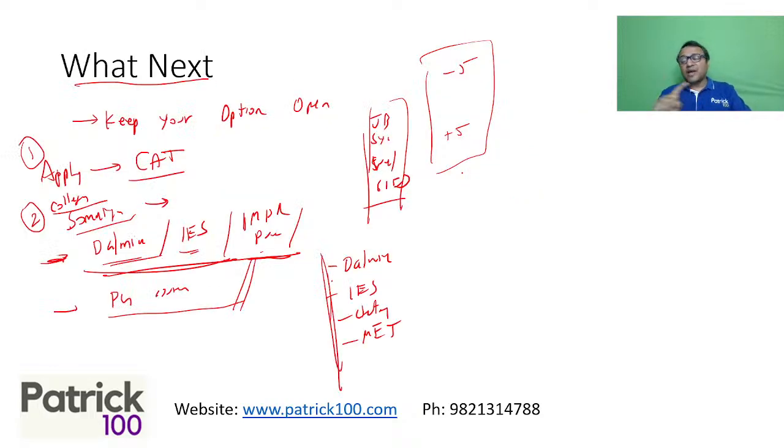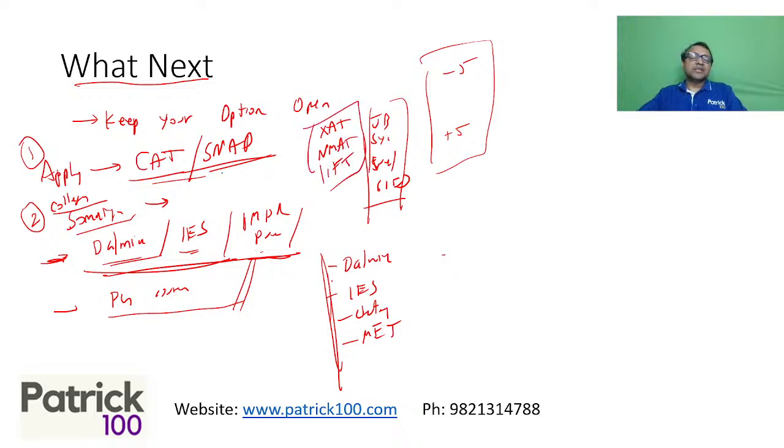Apply for CAT, apply for other exams. I think SNAP is also a good exam to apply for because SNAP has a number of colleges under it. CMAT, XAT and NMAT are optional. I would recommend applying for CAT and SNAP. CMAT will come afterwards. XAT and NMAT you can look at later, whether you need to apply or not. But my suggestion is to at least apply for CAT and SNAP. Look at the last dates and decide whether to apply.